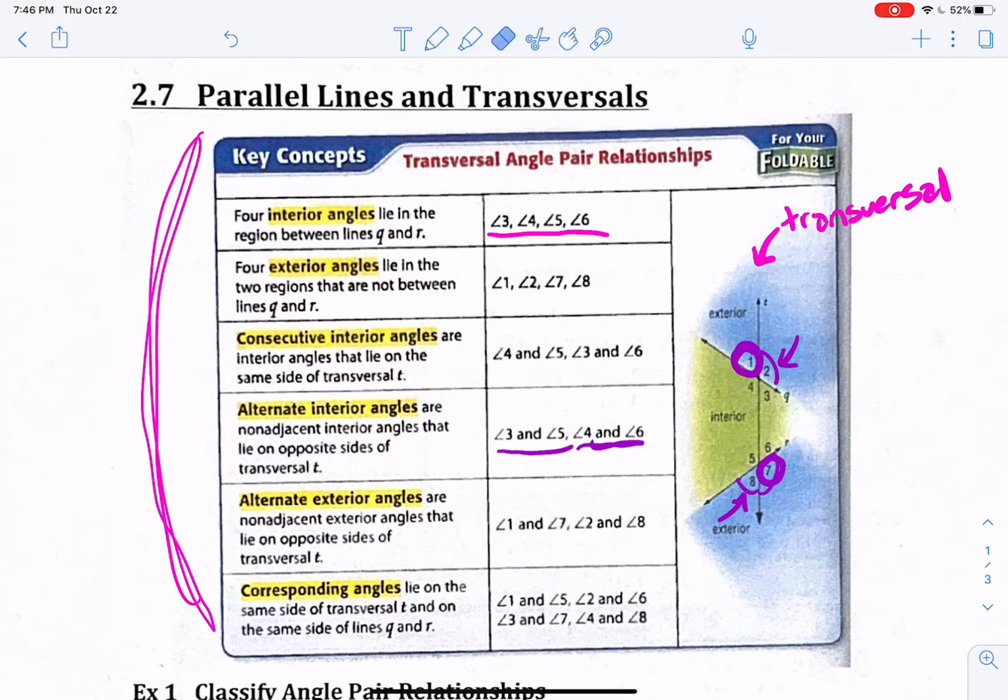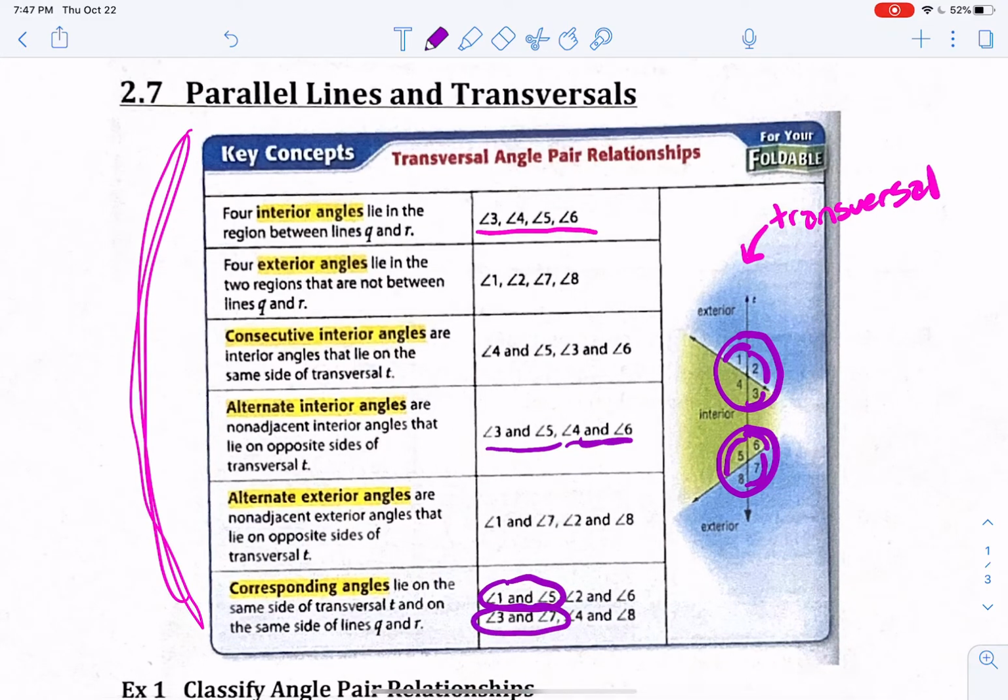And then the last thing that we have are corresponding angles. They're in the same position relative to the intersection. So if I look at this intersection and this intersection, angle 1 is in the top left corner, and so is angle 5. So 1 and 5 go together. Angle 2 is in the same position as angle 6. Top right corner is 2 and 6. Bottom right corner is 7 and 3, so that's a pair. And then 4 and 8 are in the bottom left corner. Each one of those is an angle pair relationship.